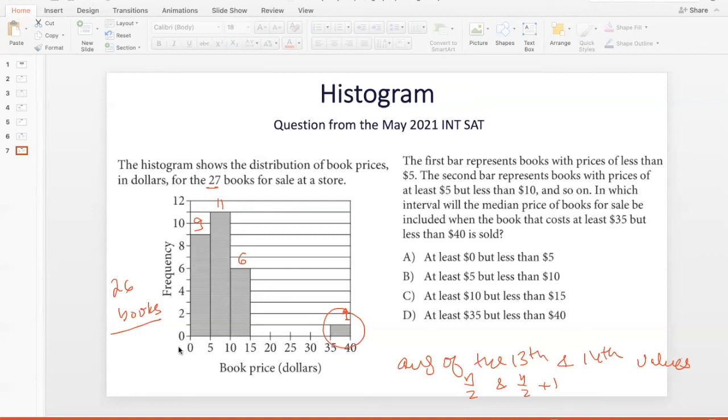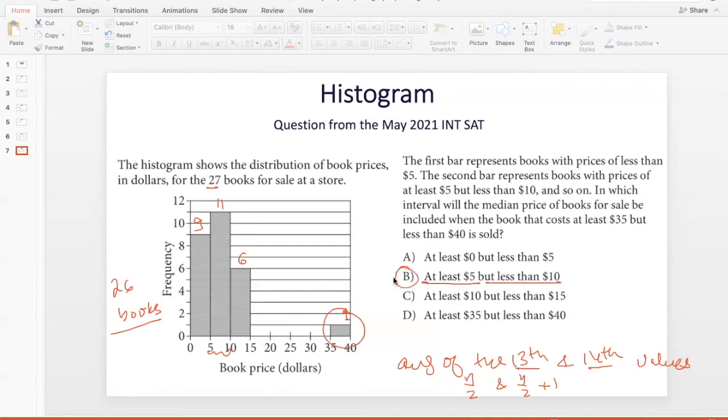There are 9 values between 0 and 5 and 11 values between 5 and 10. So both 13th and 14th values will lie in the 5 to 10 range, right? So the average of those two will also lie in the 5 to 10 range. So therefore, the median for the remaining 26 books will be at least 5 but less than 10.